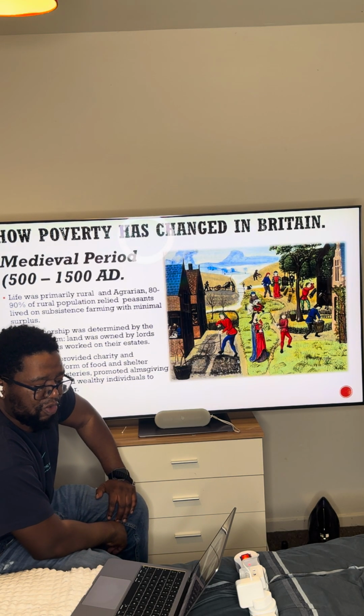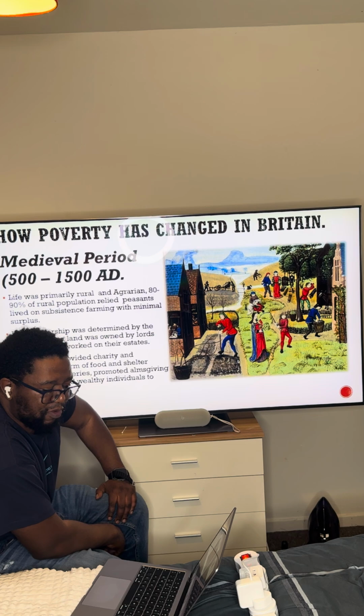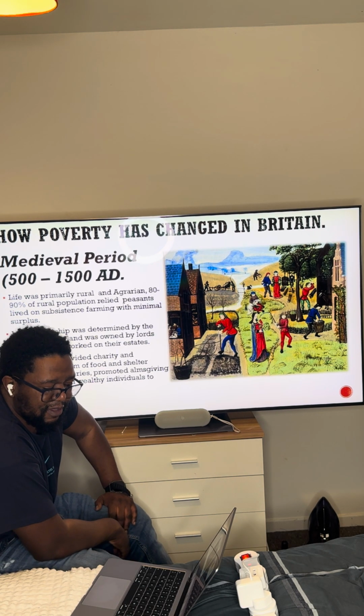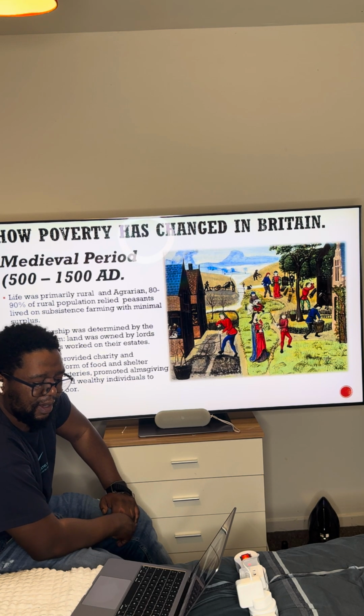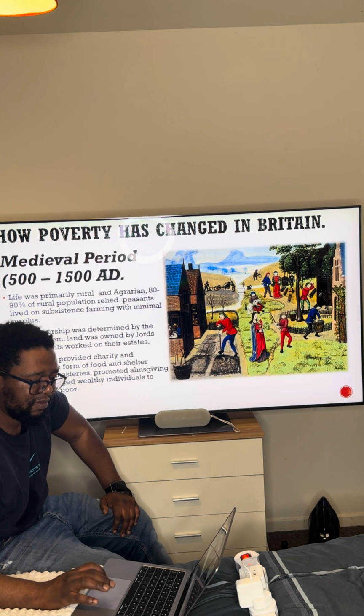How poverty has changed in Britain. Medieval period, between 500 and 1500 AD. People lived an agrarian life, with 80 to 90% of the population living a subsistence farming existence. Land was owned on the feudal system. Landlords owned the land and peasants worked the land. The church provided charity in order to alleviate poverty.